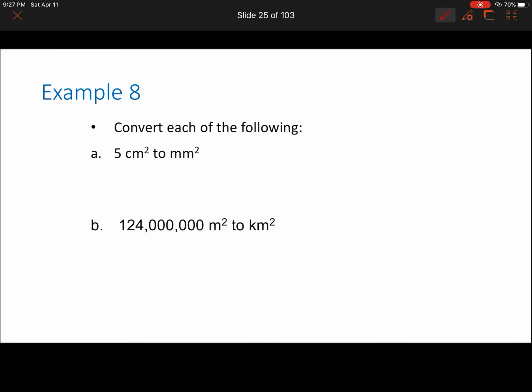So we want to go from 5 centimeters squared to millimeters squared. We want to convert that. Just like we've talked about conversion previously, we're going to write 5 centimeters squared over 1, and we're trying to get it converted to millimeters squared. So 1 centimeter squared is how many millimeters squared? Well, it's 100 millimeters squared.